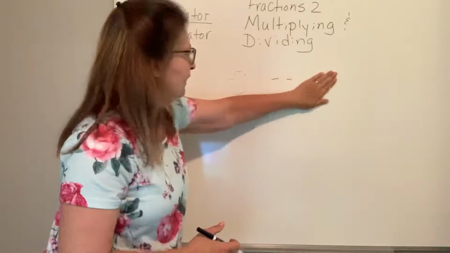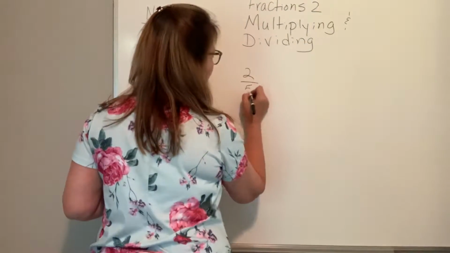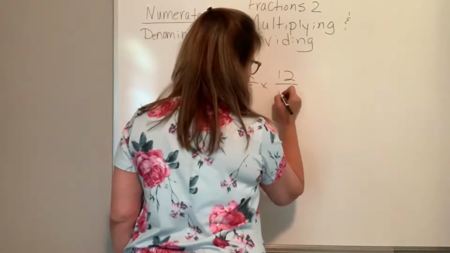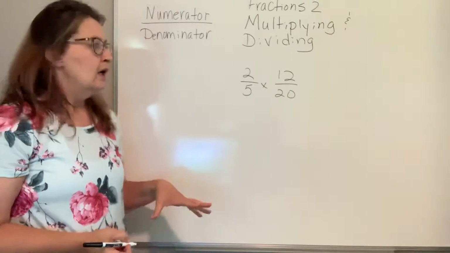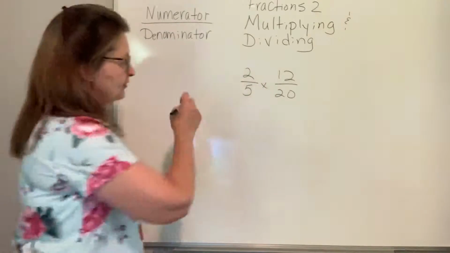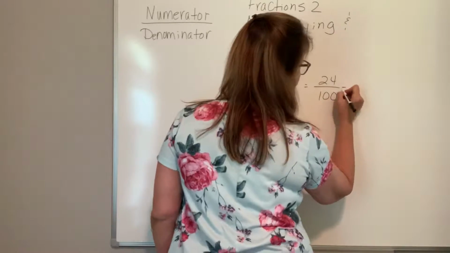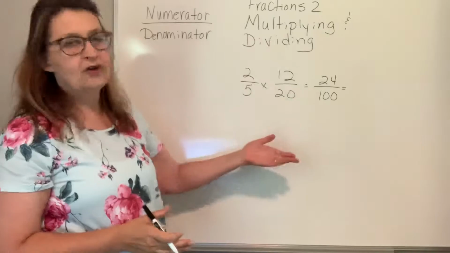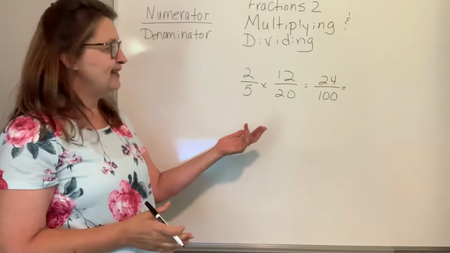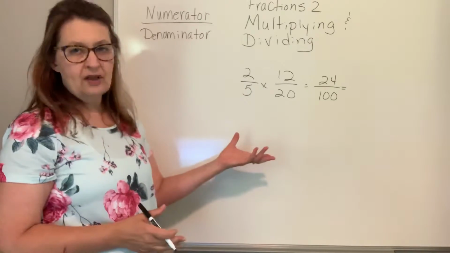All right. Now let's look at another one. Let's say you want to multiply 2/5 times 12/20. Numbers are a little bit larger. You can multiply straight across the top. 2 times 12 is 24, and 5 times 20 is 100. And then you're going to need to reduce, because obviously there are numbers that will go into 24 and into 100. So you would just divide that down until you got it to lowest terms.